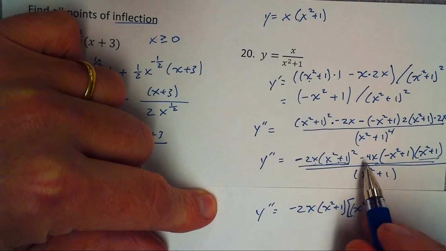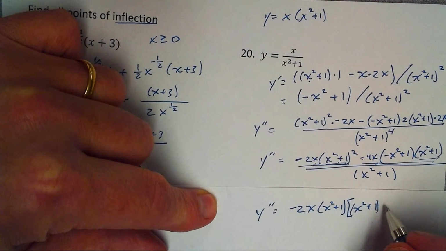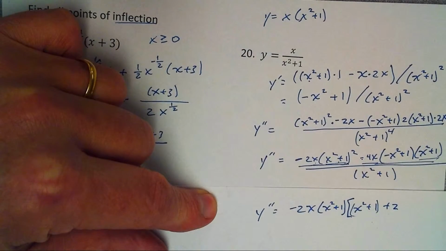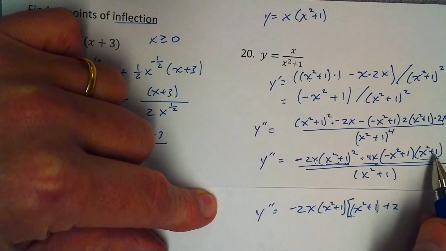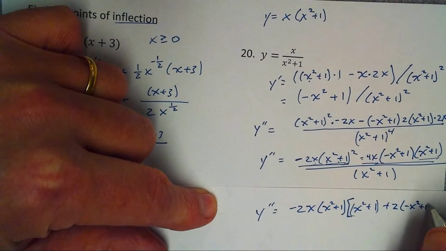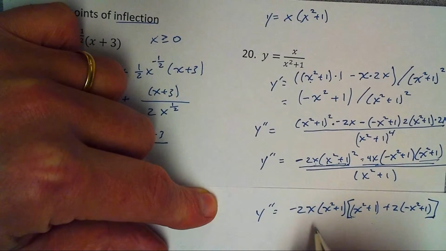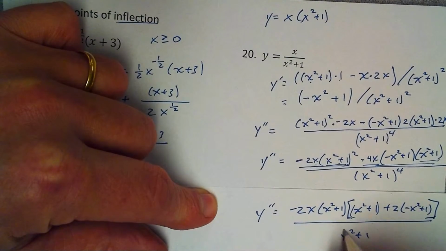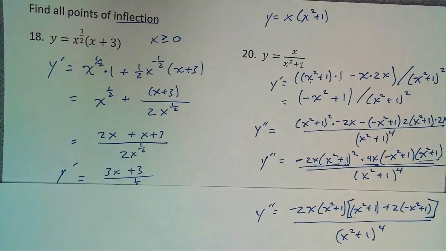To get here, I've taken out the minus. I've taken out a 2, leaves me with a 2. I've taken out the x. I've taken out the x squared plus 1, and I'm left with a negative x squared plus 1. All on, just waiting around, this is to the fourth. X squared plus 1 to the fourth.